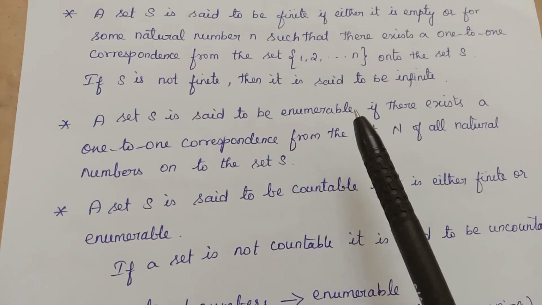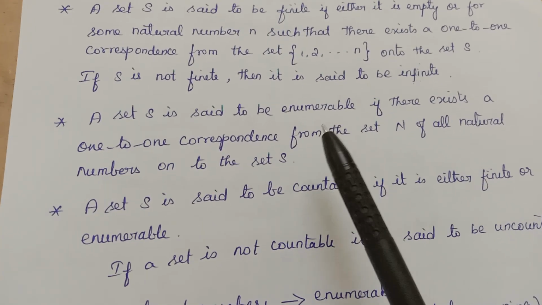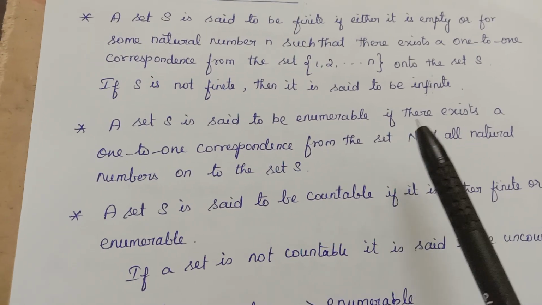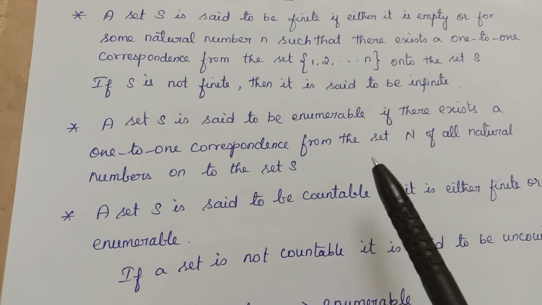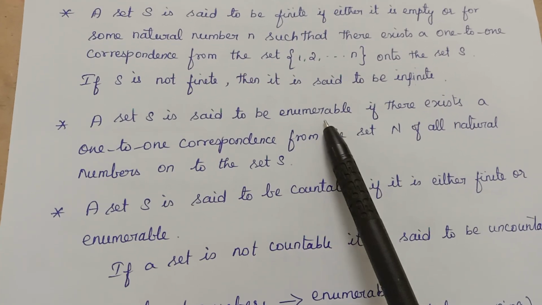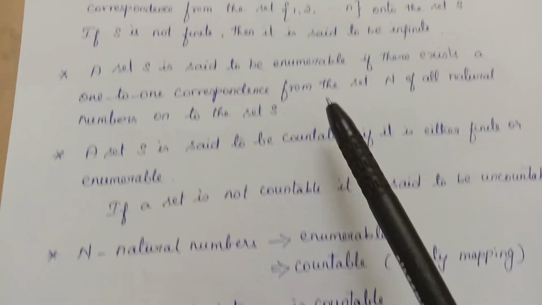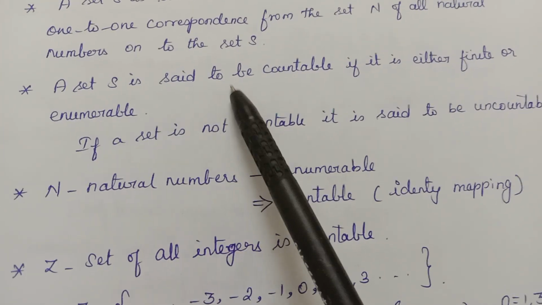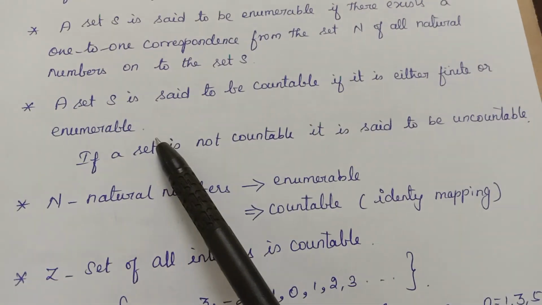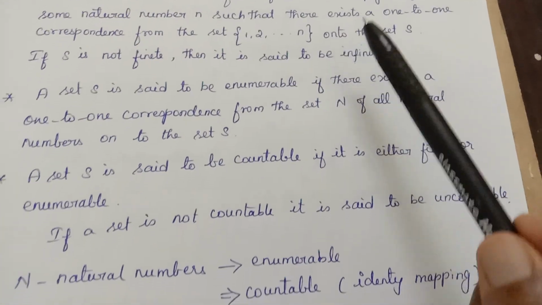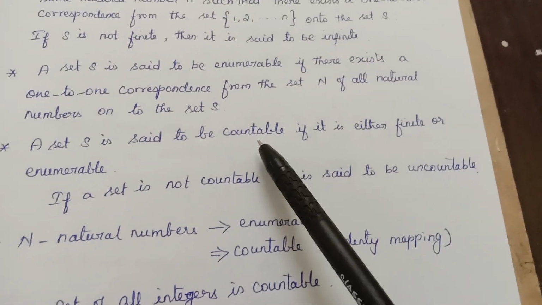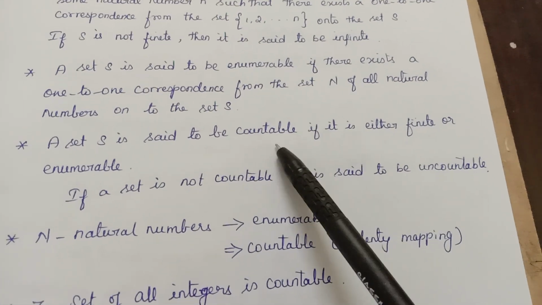Enumerable is nothing but we can arrange the elements, this is the first element, second element, in that way, or we can count the elements like this 1, 2, 3, 4. If such kind of countability is there, that is said to be what? Enumerable set. Okay. Now let's come to the main definition. A set is said to be countable if it is either finite or enumerable. So if a set is finite or enumerable, it is said to be a countable set.